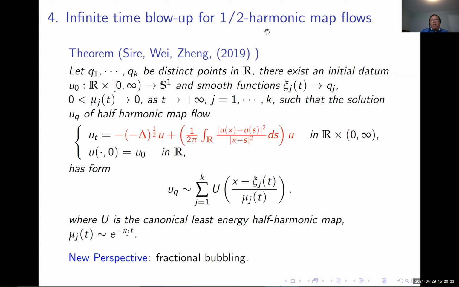And for half Hamiltonian map, not Hamiltonian map, if you consider half Hamiltonian map, which is the square root of Laplace, from R to S1, okay. For half Hamiltonian map, you should not expect finite time, but you should have infinite time blow-up. And this is what we prove. We have infinite time blow-up, and the blow-up rate is exponential, okay, exponential. And the interesting thing about this paper is that you can now generalize the inner-outer gluing for the fractional operator as well. It takes a lot of argument to do this, but you can generalize the whole argument to fractional operators.